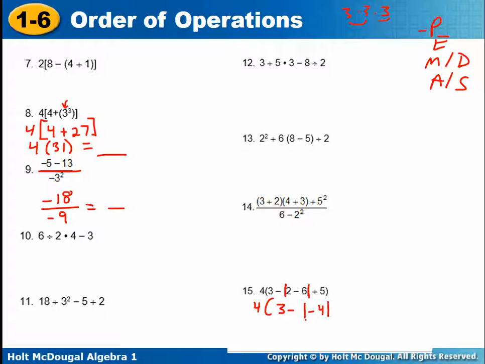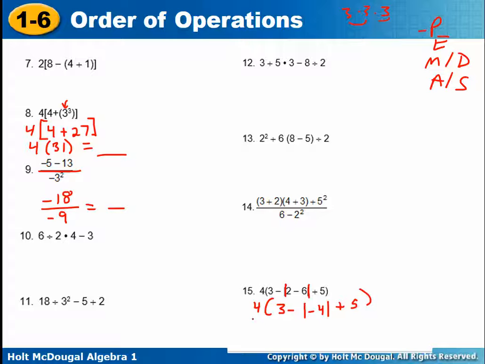The absolute value bars on your keyboard are right above your Enter key. They're like straight up and down lines, or maybe underneath your backspace. You may have to hold down the Shift key to get to it. And then we have +5.